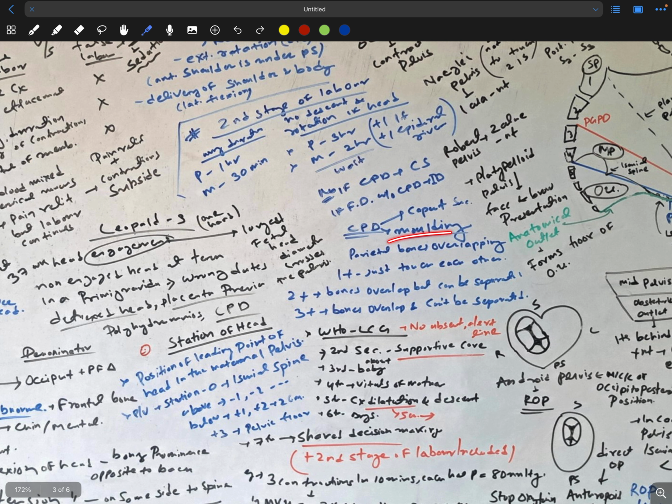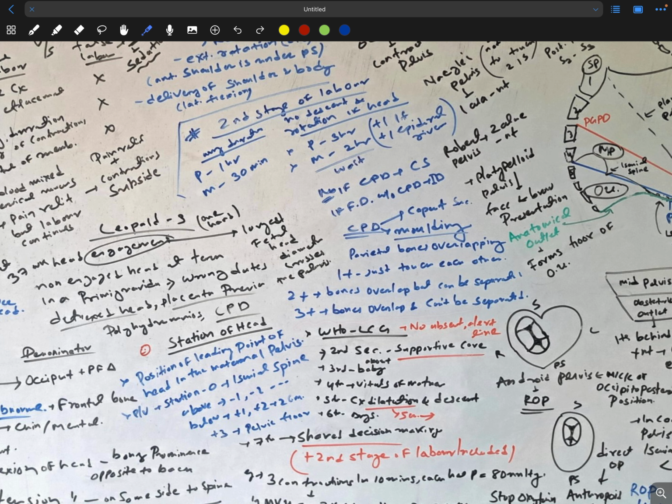And molding can be divided into 3 grades: 1+, 2+, 3+. 1+ means the bones are just touching each other. 2+ means bones overlapped but can be separated. 3+ means bones are overlapped and cannot be separated. So in CPD, the clue is caput succedaneum and molding.